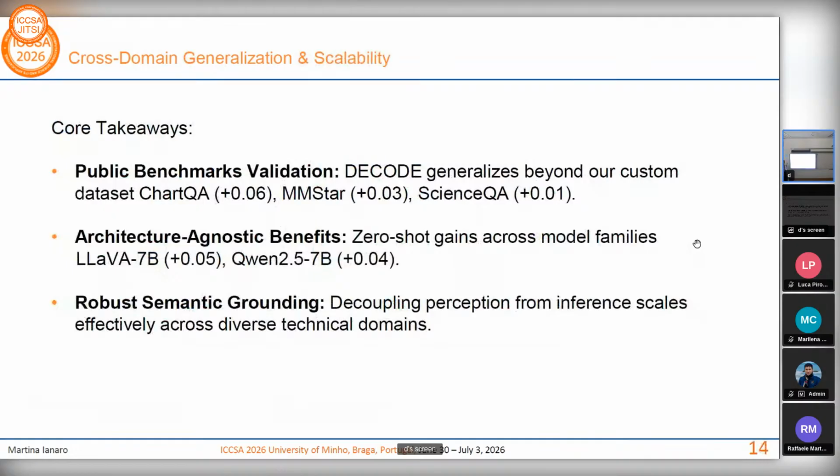So the core takeaways are that on a public benchmark we also see that the code has better performance on the other out-of-domain benchmarks. The numbers are very small, but it is confirmed that it's a little bit better than the native multimodal or text-only RAG. In particular on ChartQA, the benchmark more similar to ours, and there is also an architecture-agnostic benefit, because the gain is also on LLaVA 7 billion and Qwen 7 billion.